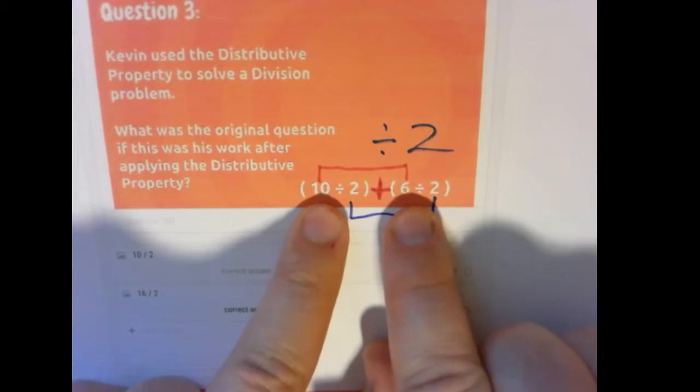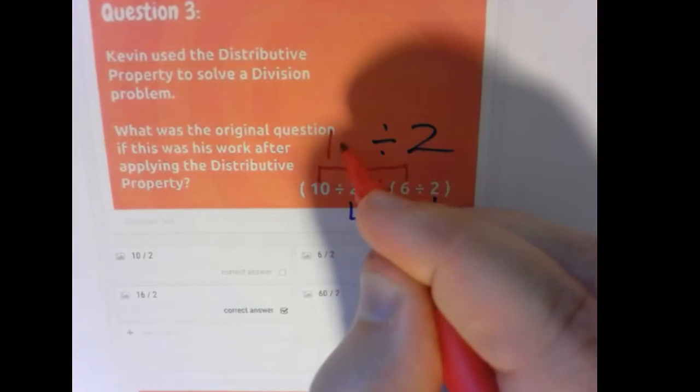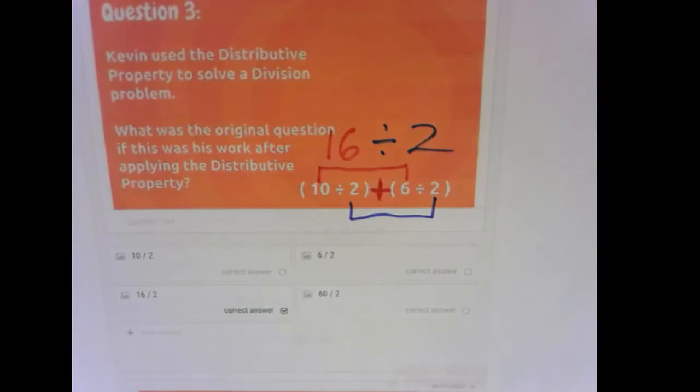And what did we split up? We split up a 10 plus 6. So really what we're seeing up here is 16 divided by 2. So we're introducing the distributive property.